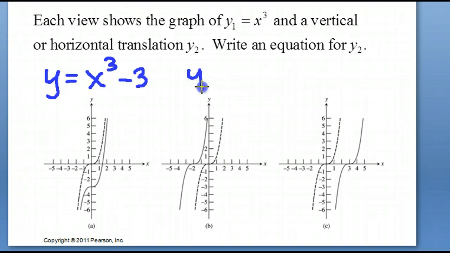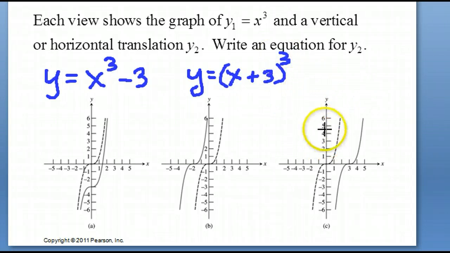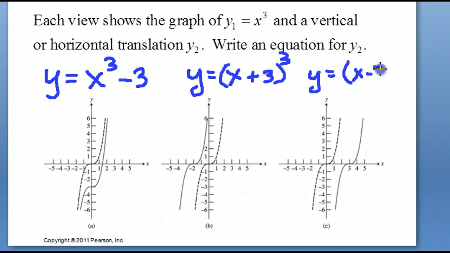This one, we have y is equal to, now we're going left and right, so it's going to be inside the parentheses, and the sign is opposite. So this is x plus 3, and all of that is cubed. And on this one, again, y is equal to x minus 3 quantity cubed.